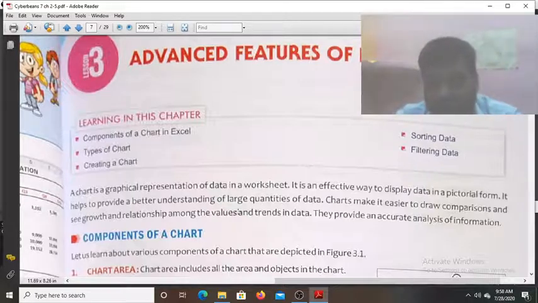Yes, you can see that to draw a graph is a picture only. So it is very effective to display the data, meaning one can understand it very easily. It creates a good impression in one's mind. It makes others understand the data results very easily. So it helps to provide a better understanding of large quantities of data.